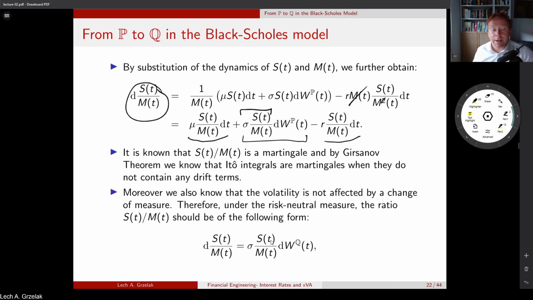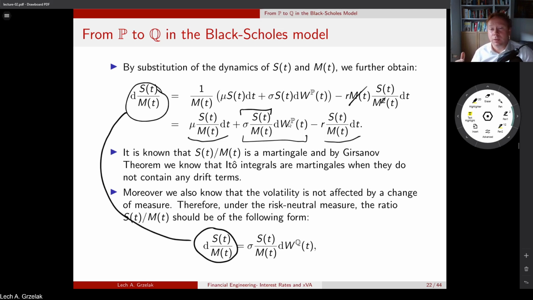So it's sigma S/M dW. Of course, we still didn't use any measure change. What is interesting is that because we have the dynamics of S/M under measure P, we also know the dynamics of S/M under measure Q. Because we have those two elements, we can combine them together to find the measure transformation. This is actually the key element of this strategy.